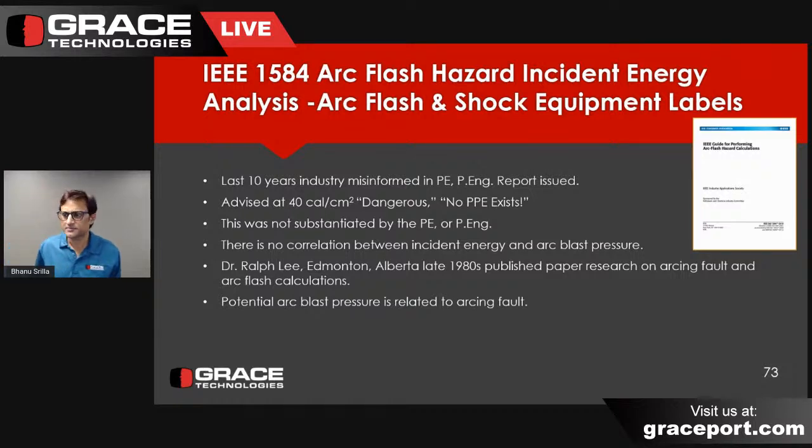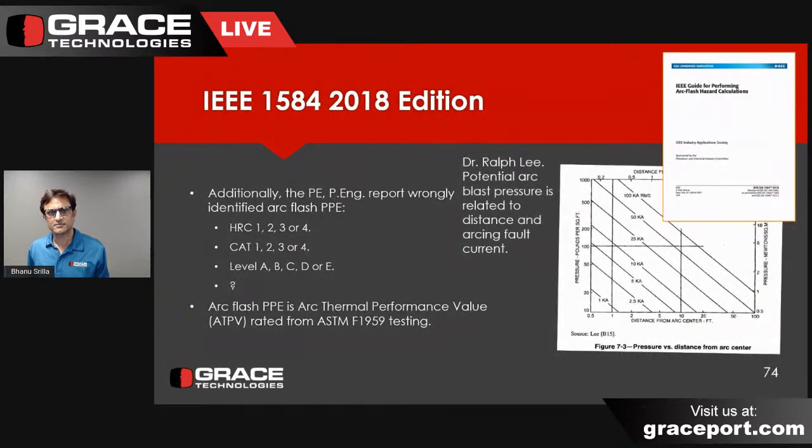Dr. Ralph Lee, an electrical engineer from Edmonton, Alberta, Canada, I'm proud to say that, did some of the original research and theoretically came up with the original formulas for arc blast. And if you advance the slide, there's a graph showing that arc blast pressure doesn't correlate to incident energy. It correlates to distance from the point of the arcing fault and the arcing fault current, which will be less than the short circuit current or the bolted fault current. That's been known since the IEEE 1584 2002 edition. So this is the original research.